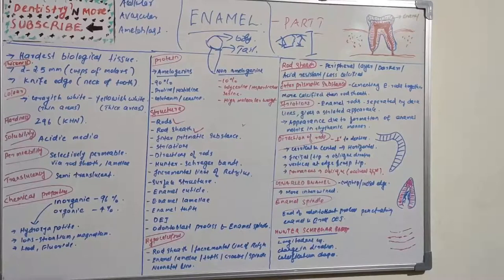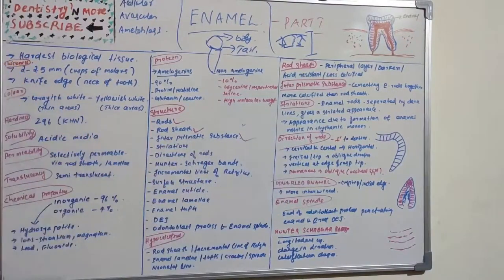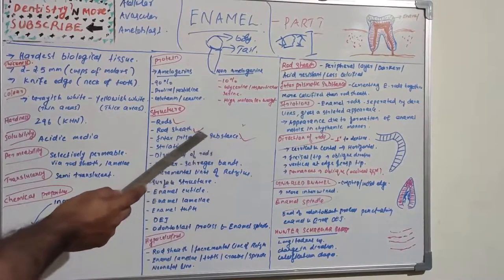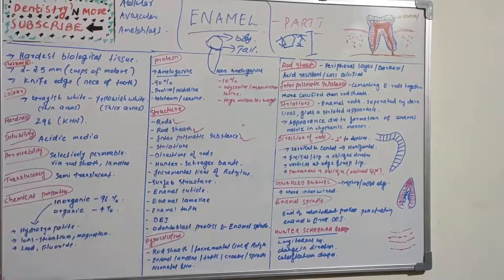The next thing, we have interprismatic substance. Interprismatic substance is the substance which is present between the enamel prisms. They are cementing enamel rods together. There are structures which cement enamel rods together, which is more calcified than the rod sheath. Okay, so this is more calcified than the rod sheath, but less calcified than the rods. And it appears to be minimum in human teeth. So that is about interprismatic substance.